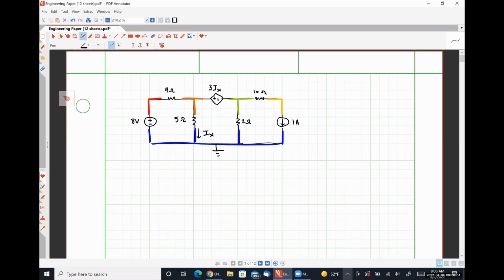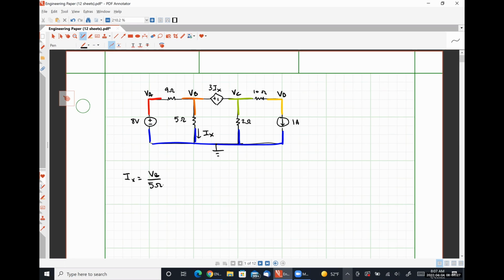Step 3 is always to write our controlling variables in terms of our nodal voltages. So how do I express Ix, the current flowing down? Oh, excuse me, I need to label my nodes. Let's call this A, B, C, D. So now I need to express my controlling variable in terms of my nodal voltages. So how do I express Ix in terms of my nodal voltages? All right, I agree with that.